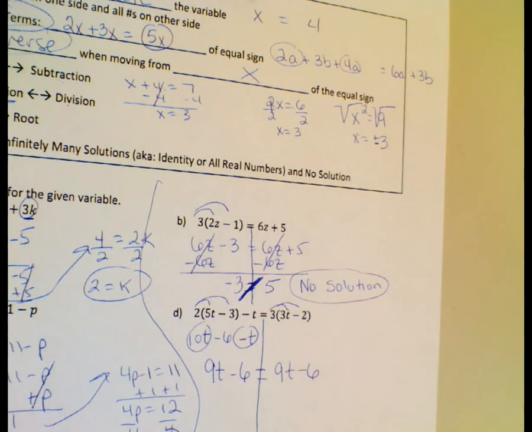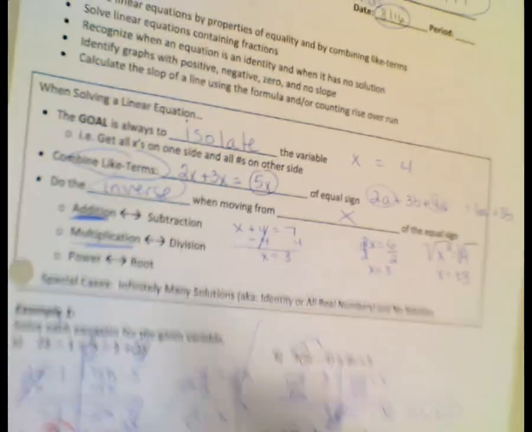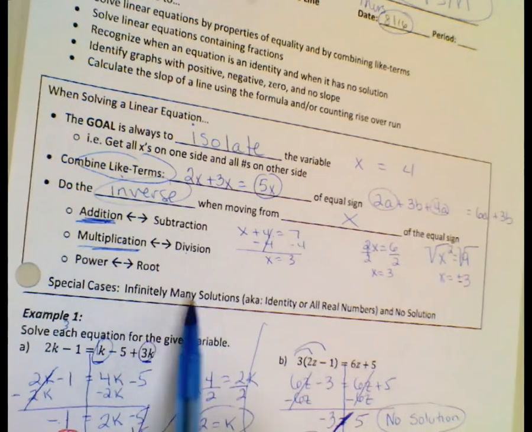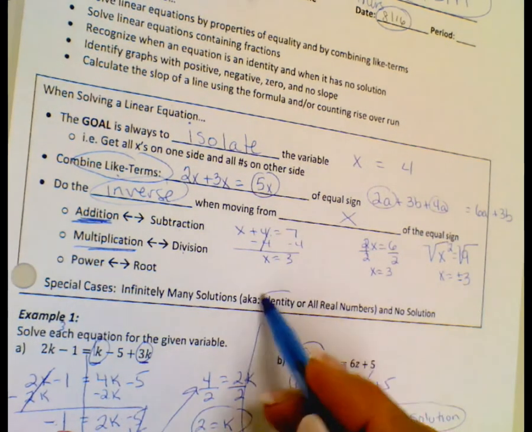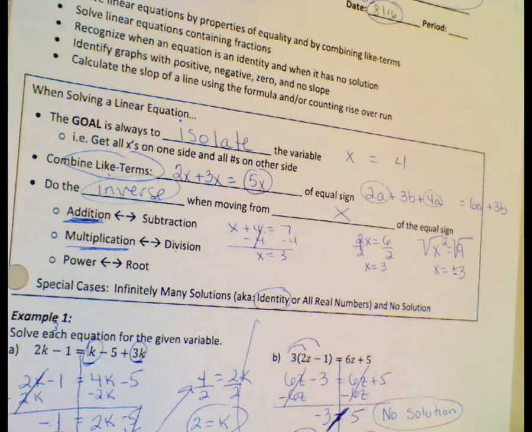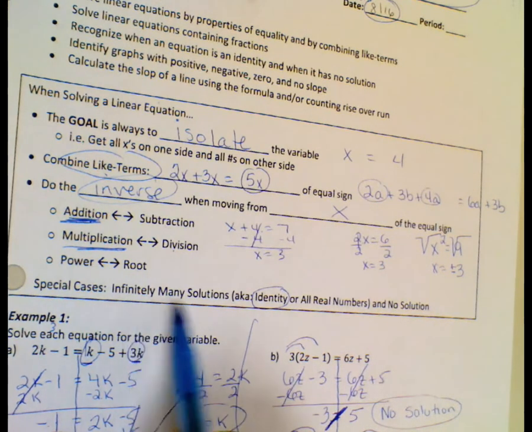Ooh, what do you notice about the left side and the right side? They are identical. So remember those special cases right here? Sometimes people say infinitely many solutions, but aka identity. Identity means the sides are identical. So this is one of those infinitely many solutions.